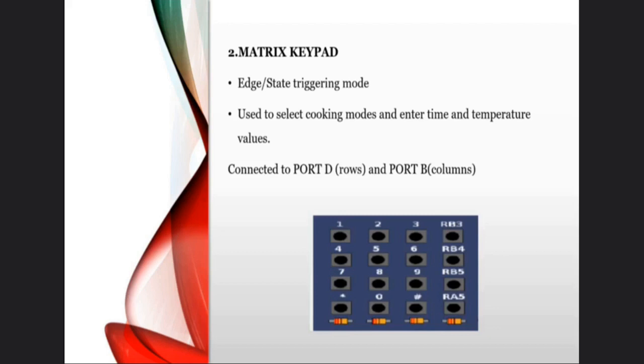While coding, generally rows are output pins and columns are input pins. Depending on which row and column are connected to the ground, key values are selected accordingly. When no key is pressed, that is in all release mode, all rows and columns are connected to the VCC.